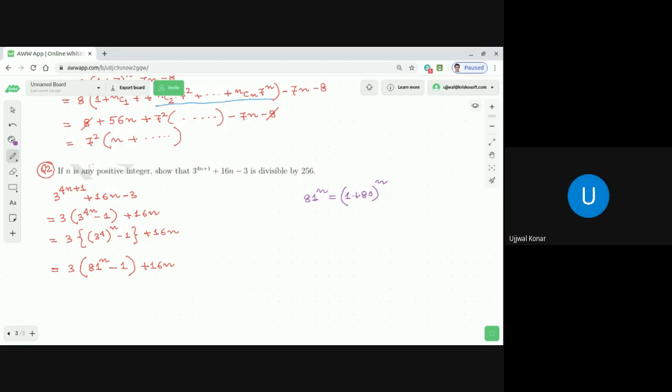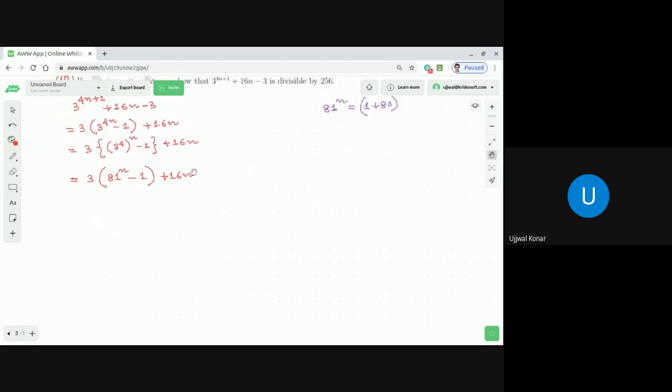So then what will you do, dear students? I will not proceed further. Rather, I should give you some more problems, but your task will be to give it to me before we start our class tomorrow. That becomes 3 into 81 power n. I am going to write that as 1 plus 80 power n minus 1 plus 16n. Correct, not, dear students?